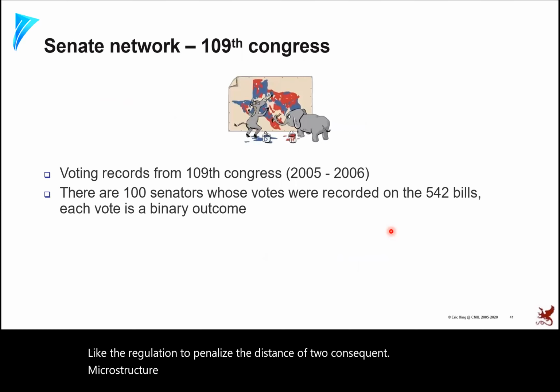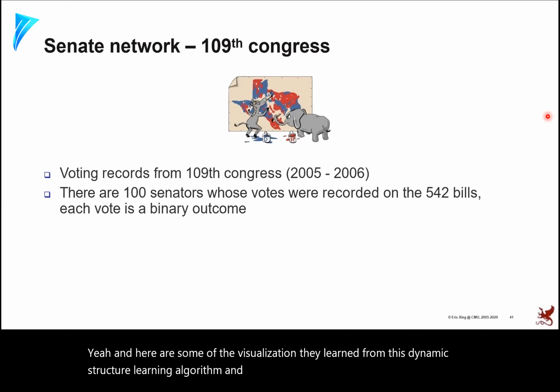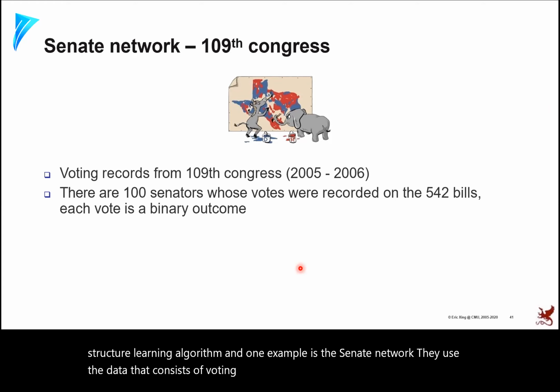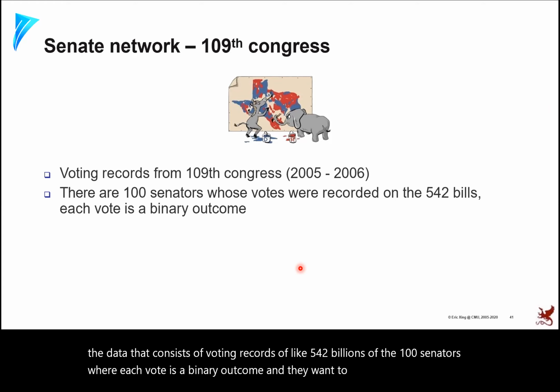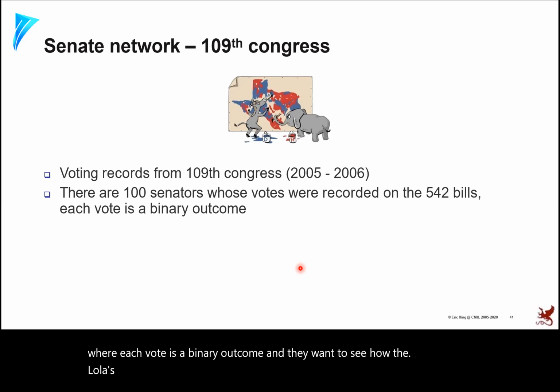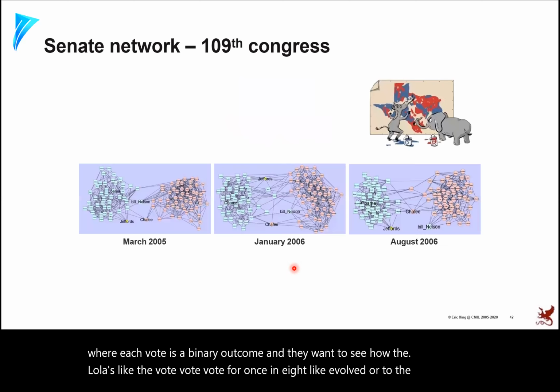Here are some of the visualizations they learned from this dynamic structure learning algorithm. One example is the Senate network. They use data that consists of voting records of 542 bills of the 100 senators, where each vote is a binary outcome, and they want to see how the votes for one senator evolved over time. And this is what they learned.